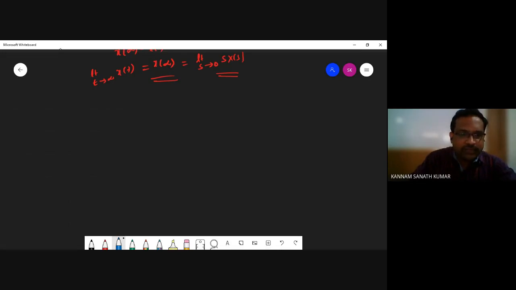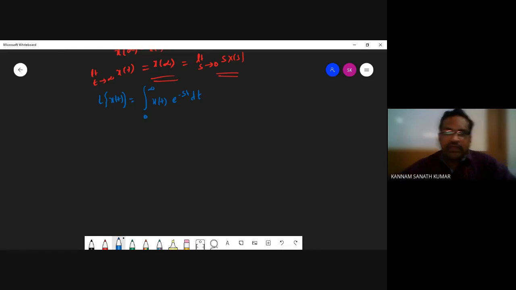So what is the Laplace transform? Laplace transform of x of t equals integration, for a unilateral Laplace transform, from 0 to infinity. If it is a bilateral Laplace transform, the integration is from minus infinity to infinity, of x of t e power minus st dt.